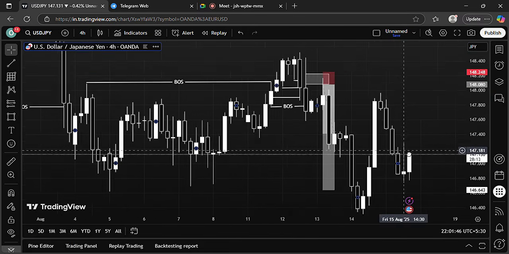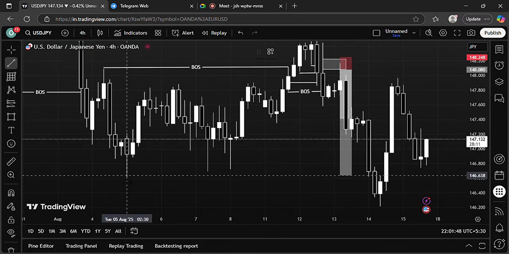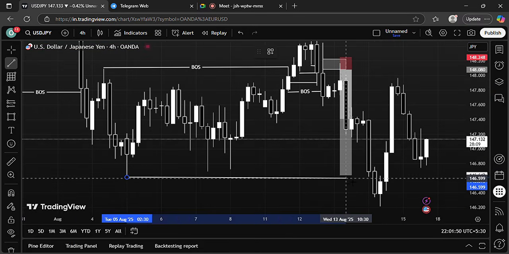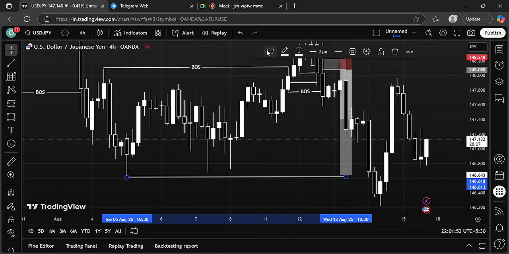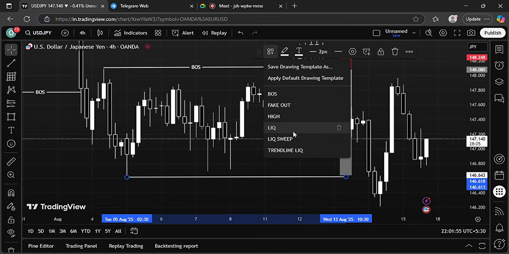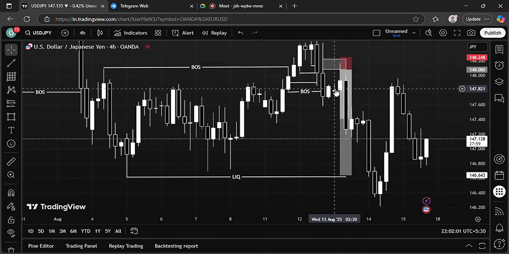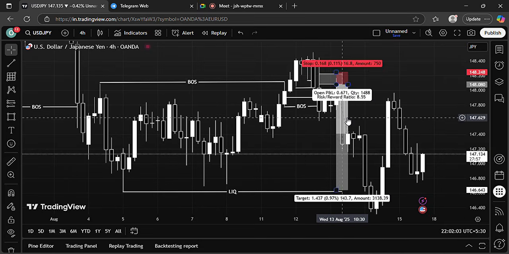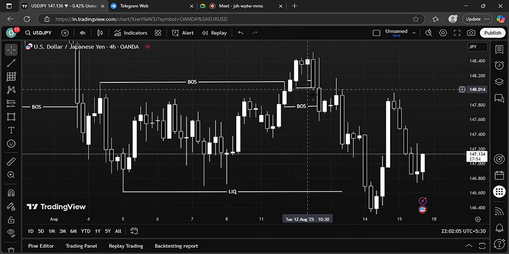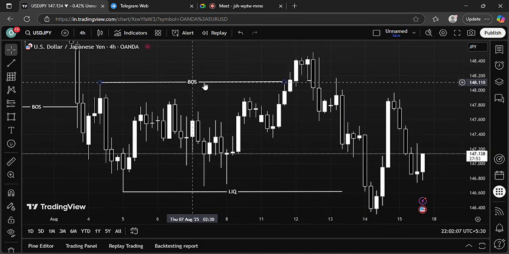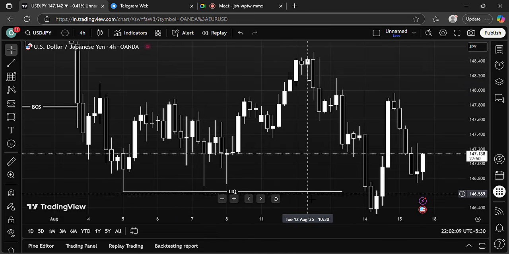So like this, you will target this low till here. So this was a 1 ratio 8.5 trade. Any doubts till now? This was for the students who didn't attend the class yesterday.